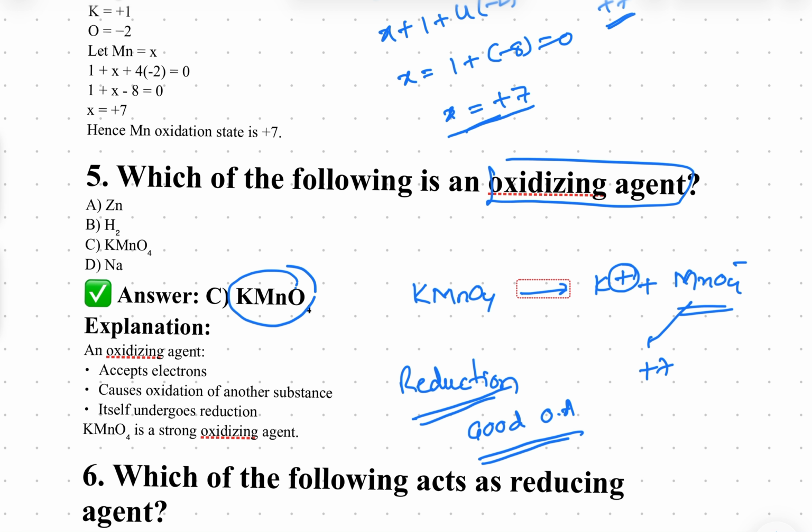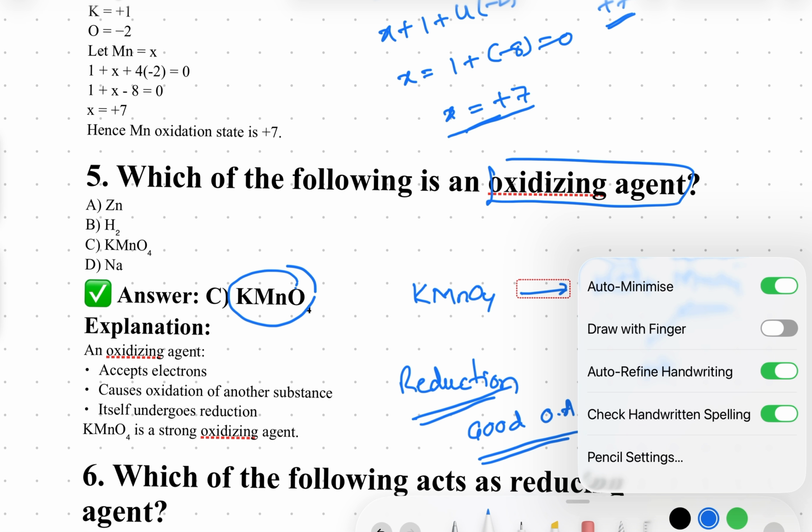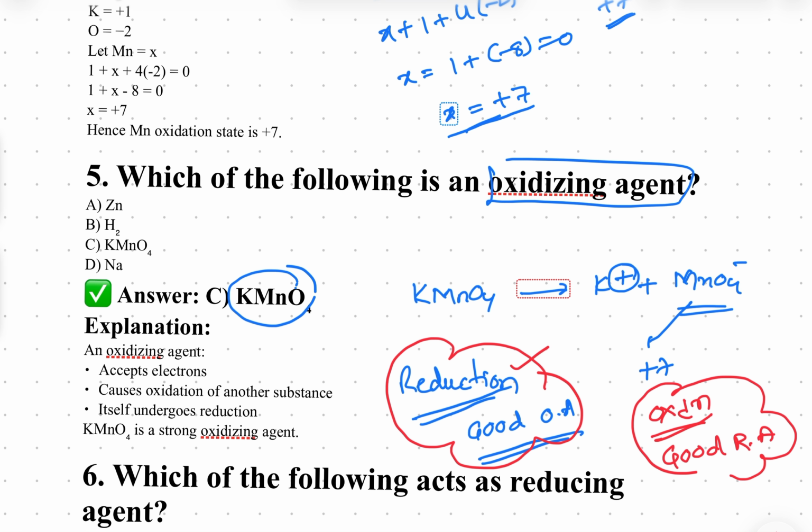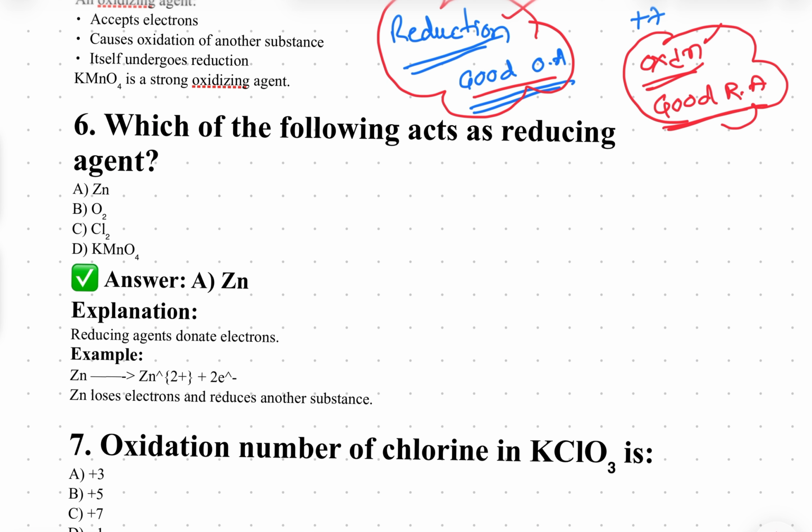Any compound that undergoes oxidation is a good reducing agent. Don't forget this, very, very important. Any compound which undergoes reduction acts as a good oxidizing agent. Any compound which undergoes oxidation is a good reducing agent. Therefore, it undergoes reduction, so it is a good oxidizing agent. That's it. Clear? Right. Which of the following is the reducing agent? Same, opposite of what you just said. So zinc is the best reducing agent.